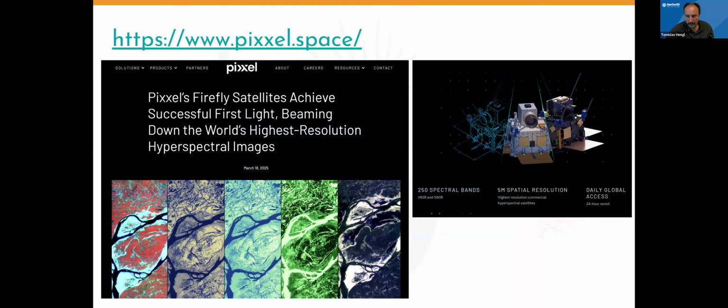Pixel also now has a multispectral system, which is basically 250 bands. It's also very exciting. With 250 bands, you can really see fine differences between materials. So it's ideal for mineralogical applications. And you can also detect different types of vegetation.